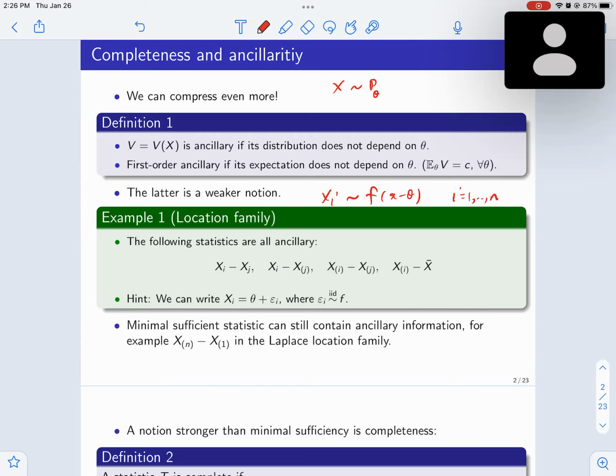And then if you form the pairwise differences, or the difference of xi to the jth order statistic, or differences between order statistics, or order statistic minus the mean, or xi minus the mean, all of these would be ancillary. The reason is that you can write down this model as an additive noise model. So you can write xi as theta plus epsilon i, where epsilon is distributed like f.